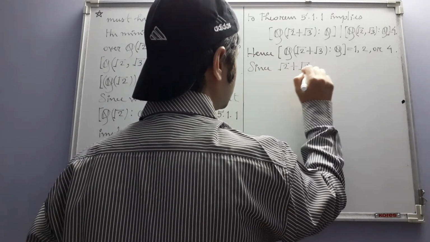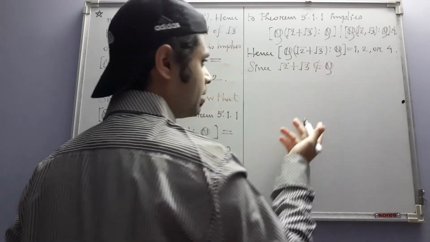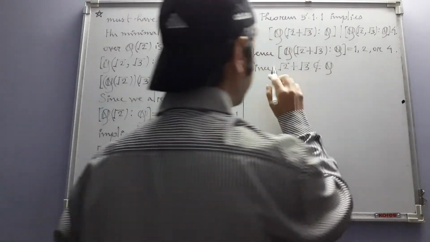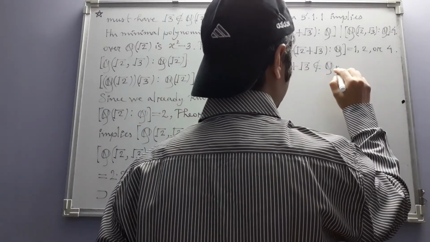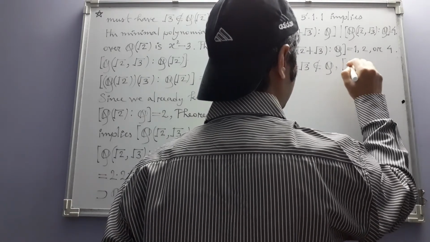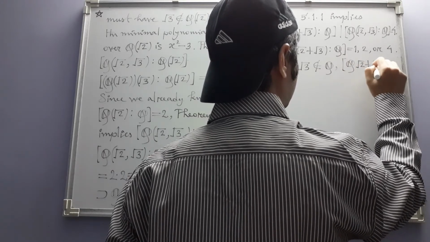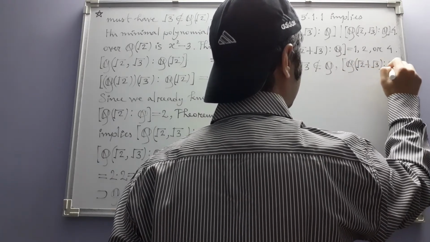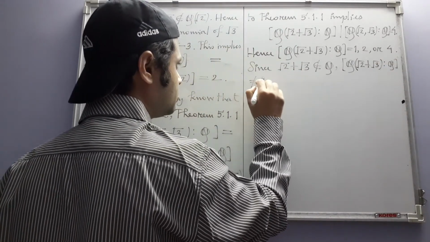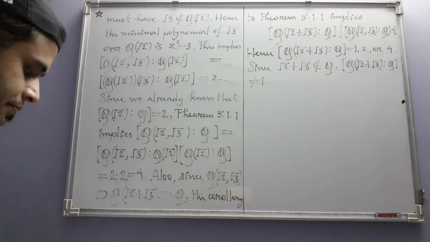Okay. Now we can rule out 1 immediately, since √2 plus √3 is an irrational number, which one can prove quite easily by elementary number theoretic methods. Since this does not belong to Q, this degree is not equal to 1. Okay, so it cannot be 1.